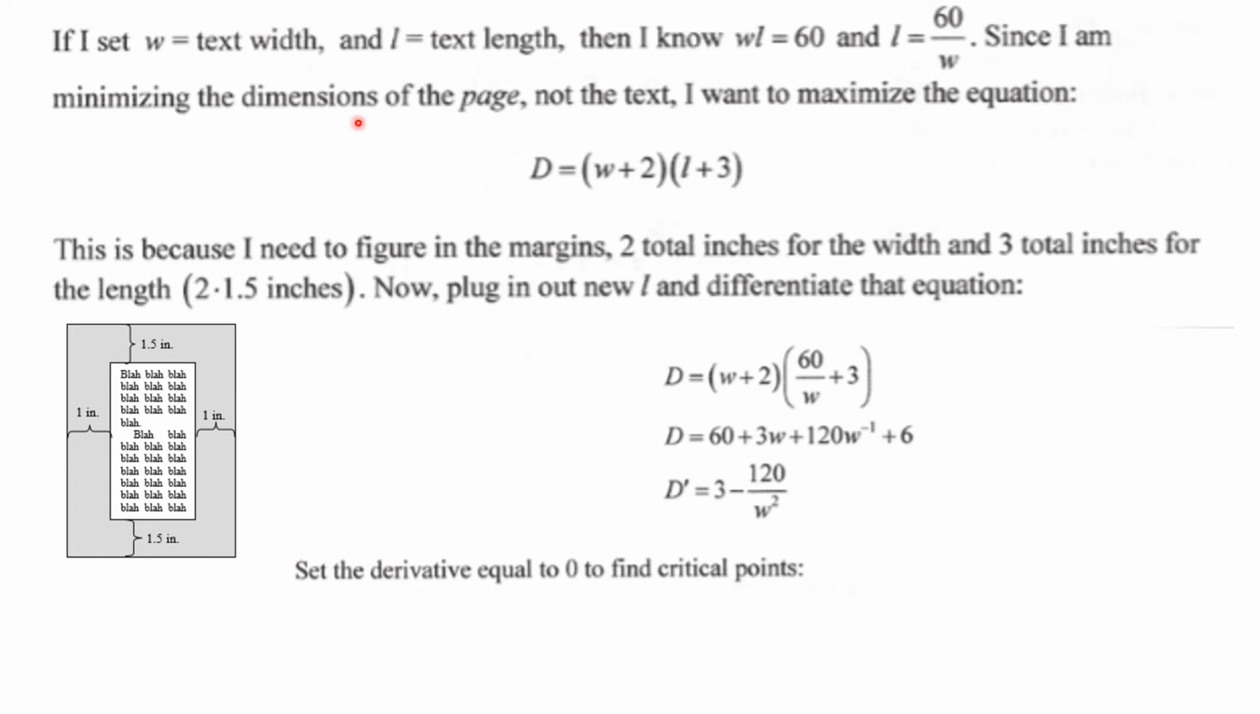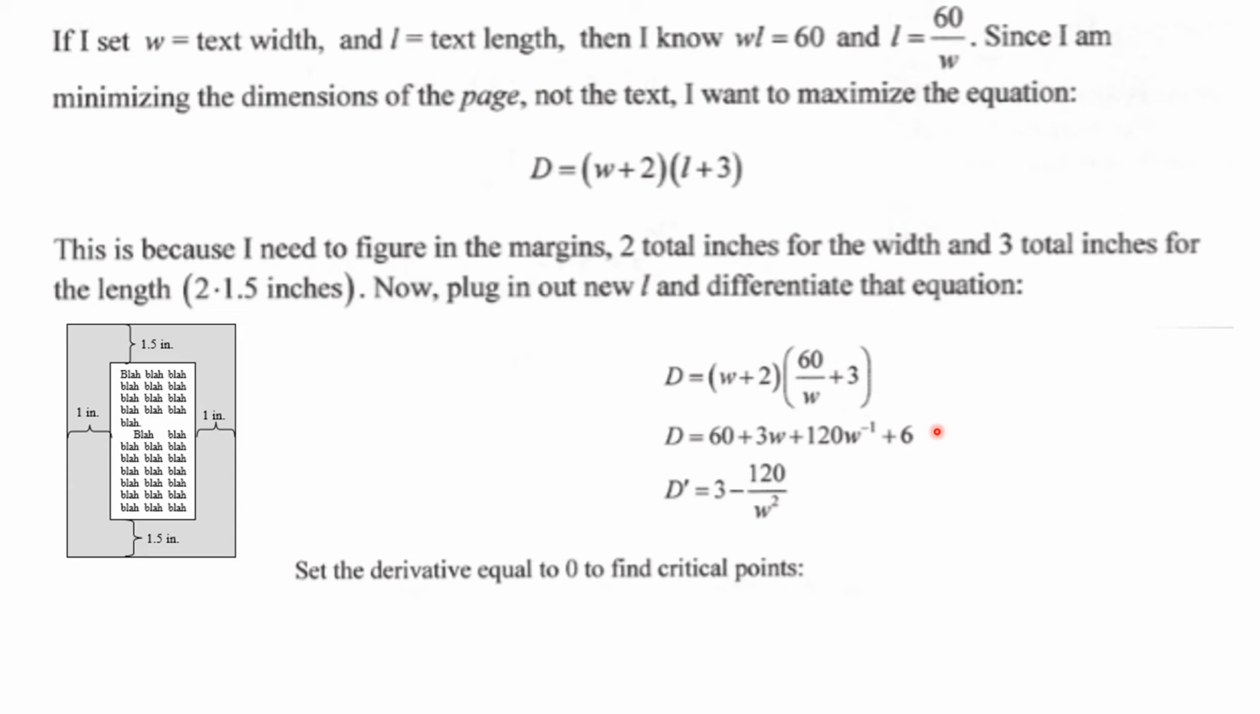Since I am minimizing the dimensions of the page, not the text, this is going to be the size. The area A of the whole page is going to be W plus 2 times L plus 3 to account for the margins. Now we're going to use the substitution that we came up with up here for L. We will plug it in, and we do some algebra, and we get this resulting expression for A.